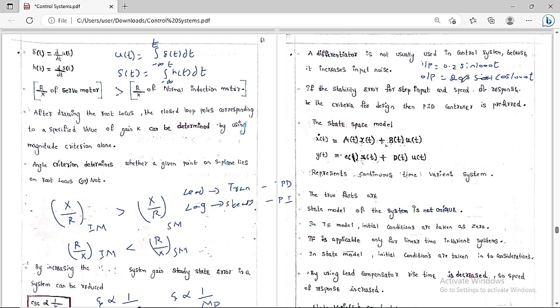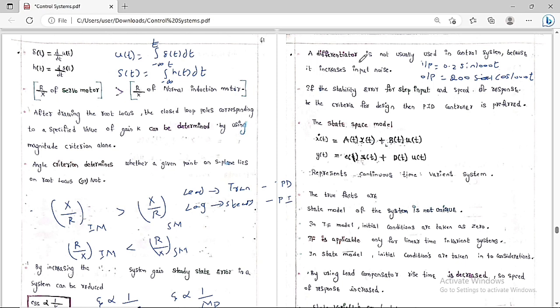So you can say the output is now having a lot of magnitude. Suppose the input noise is a very, very small magnitude at high frequency, and the output we are going to get is a huge magnitude with the same frequency. So therefore you can see the noise gets amplified with the help of the differentiator. That is the reason a differentiator is not used in the case of a control system, because this is going to amplify the input noise.